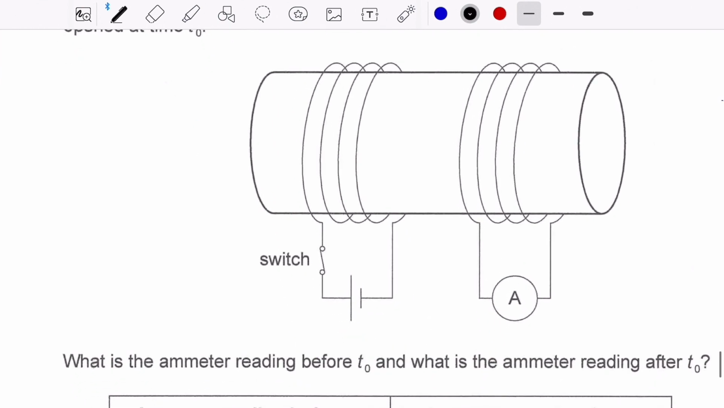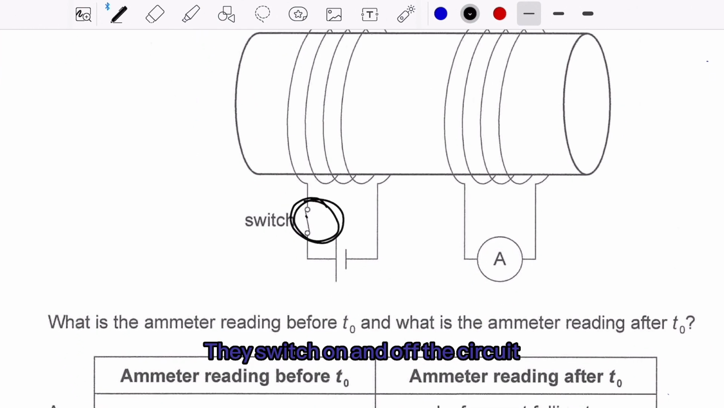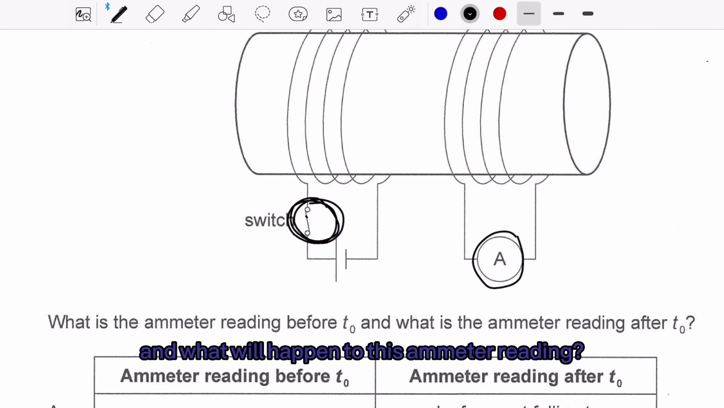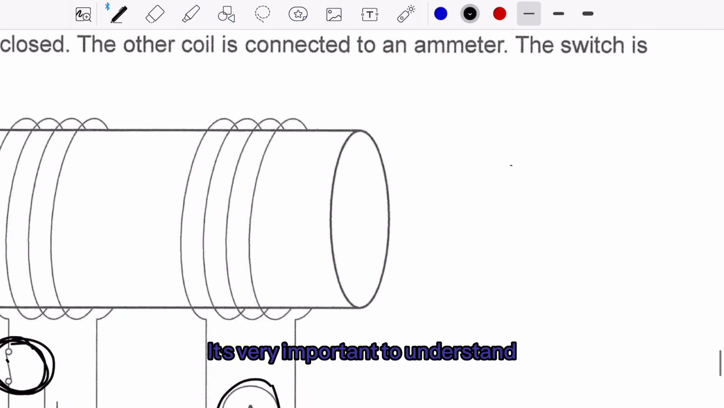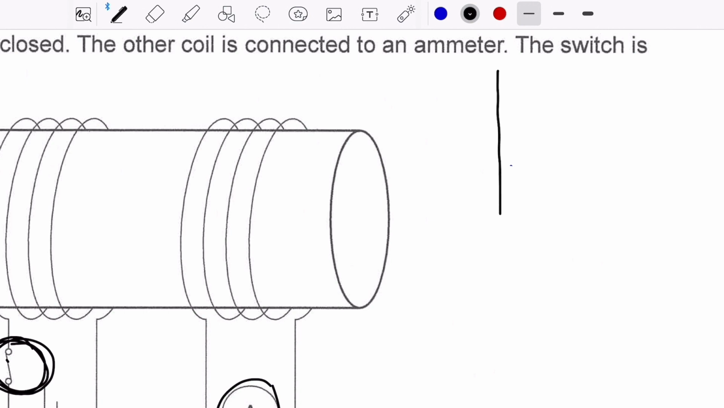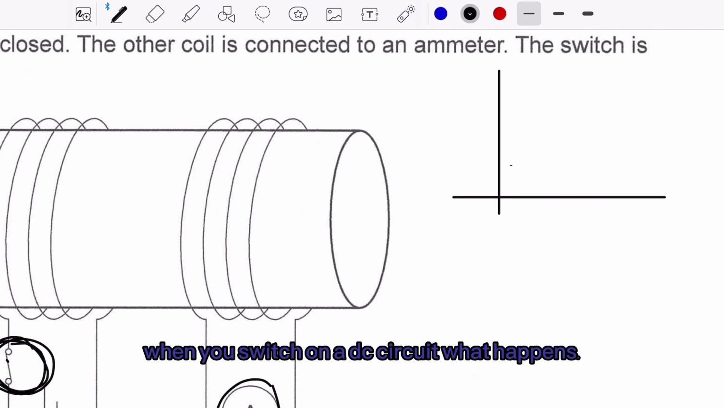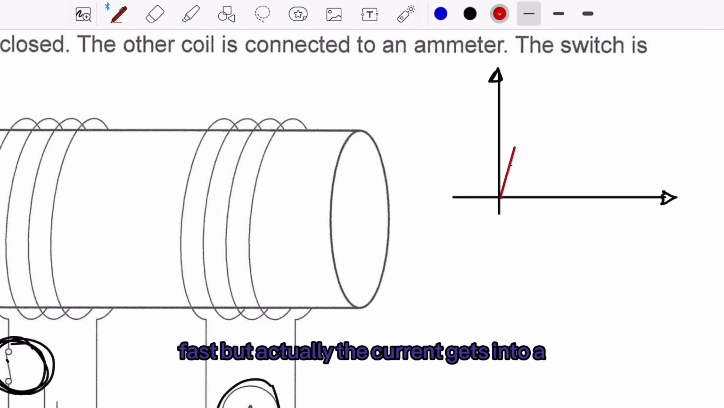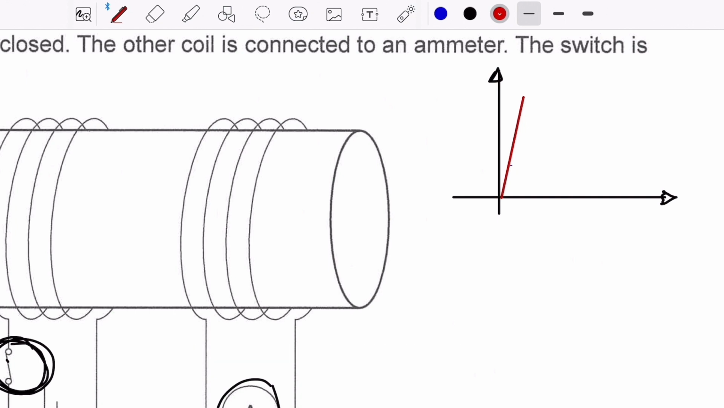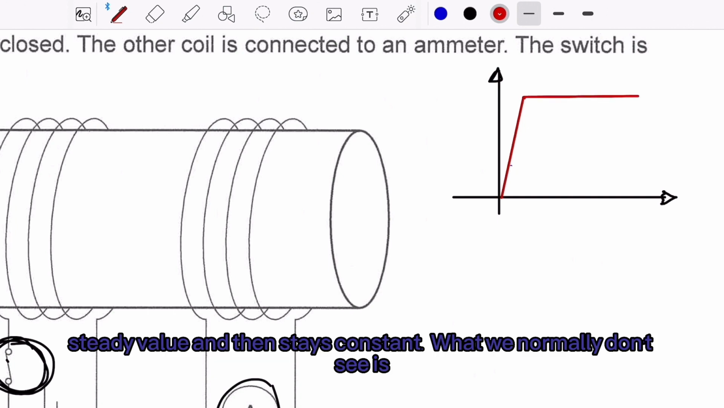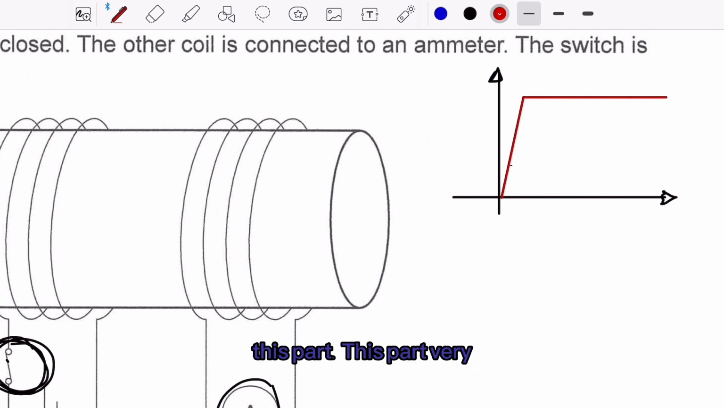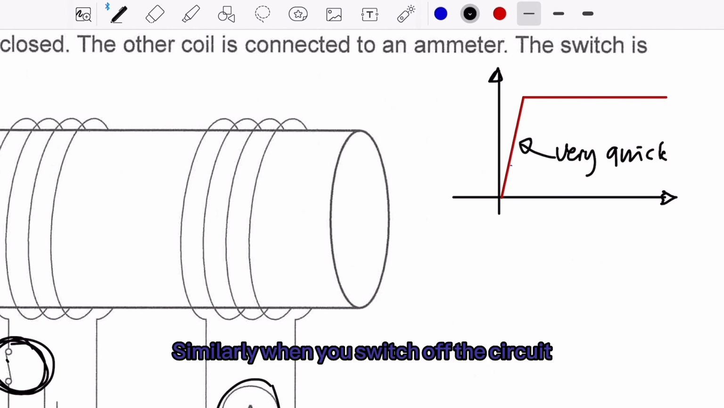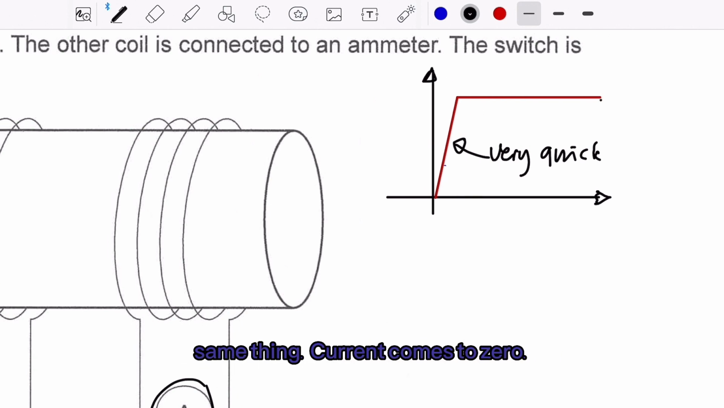Here they say they switch on and off this circuit, and ask what will happen to this ammeter reading. It's very important to understand that when you switch on a DC circuit, it happens very fast, but actually the current gets to a steady value and then stays constant. We normally don't see this part happening. Similarly, when you switch off the circuit, current comes to 0. This also happens very fast.